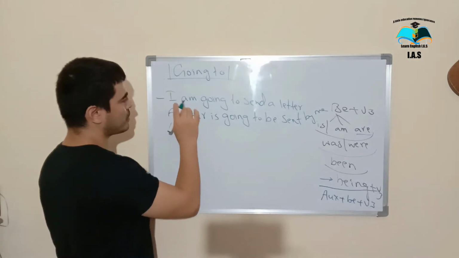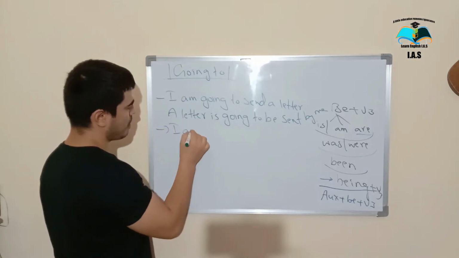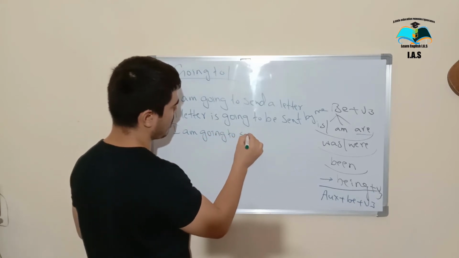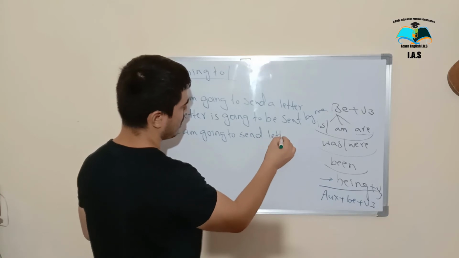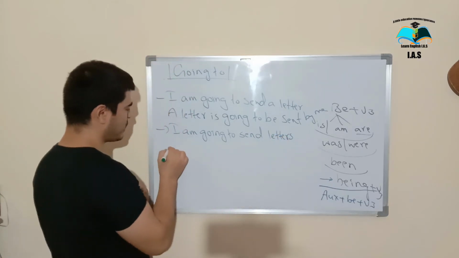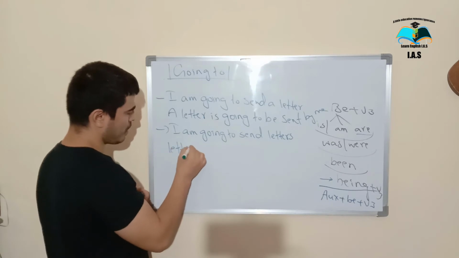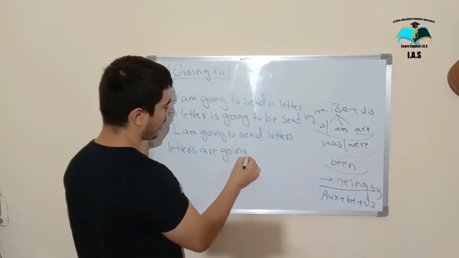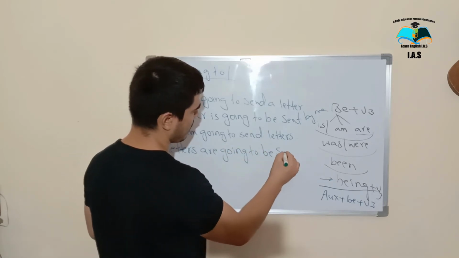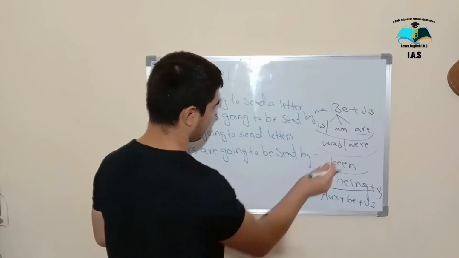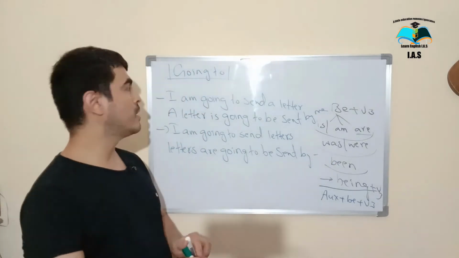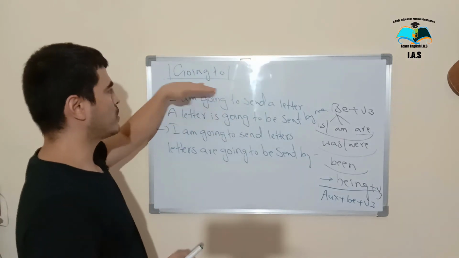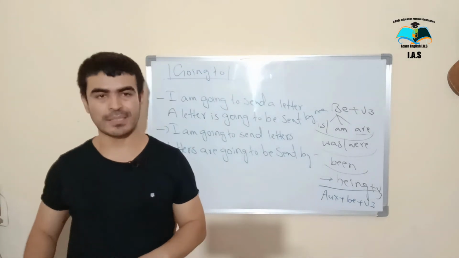But if I'm going to change this into plural, I am going to send letters, right? So you can say in passive, letters are going to be sent by me. Okay, letters are going to be sent by me. So this is how we can change a going to sentence into the passive.